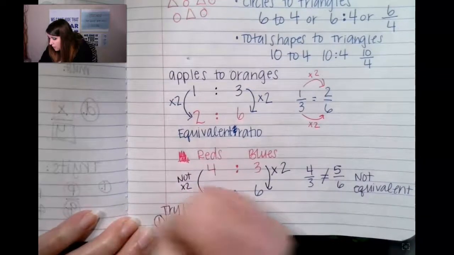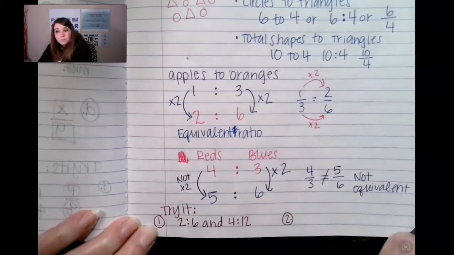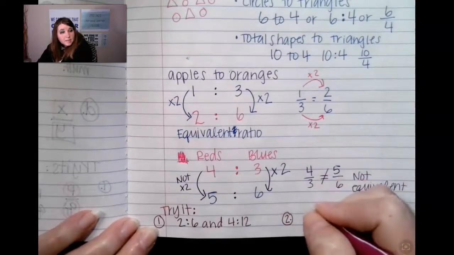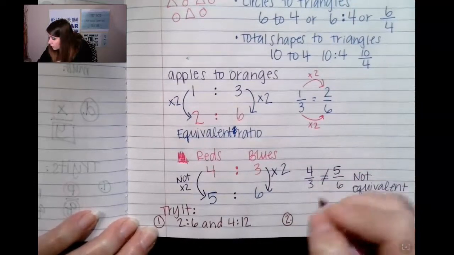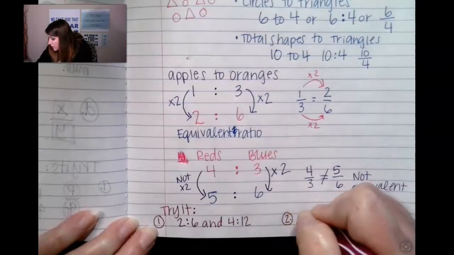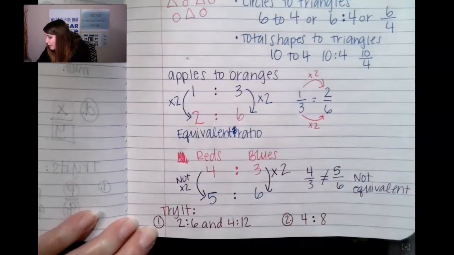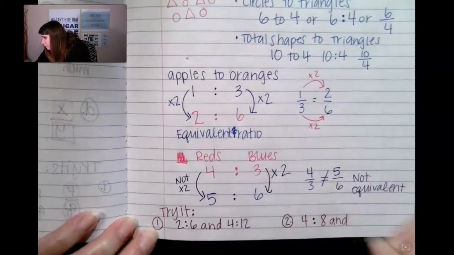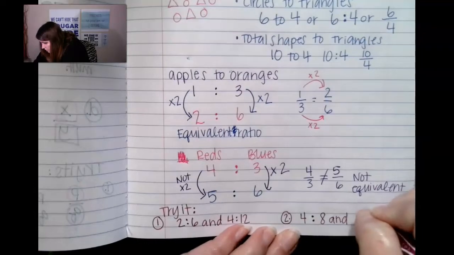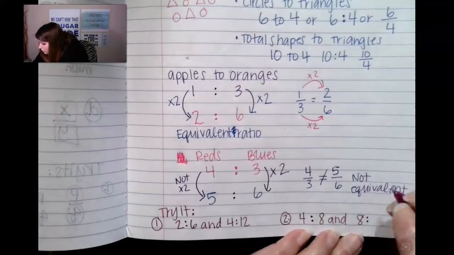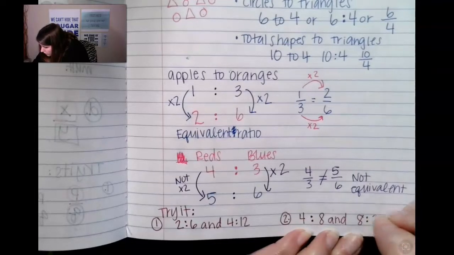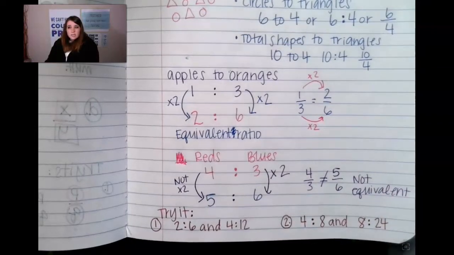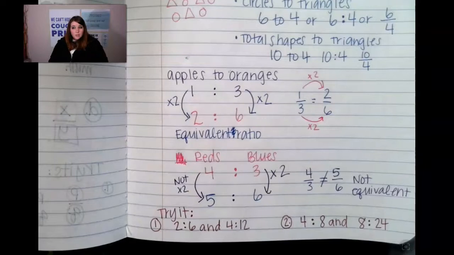Okay, that's try it number 1. And then try it number 2 says 4 to 8 and 8 to 24. Are these equivalent ratios? So go ahead and hit pause right now so that you don't hear me solving. And then when you're ready, come on back and we're going to try them out together.